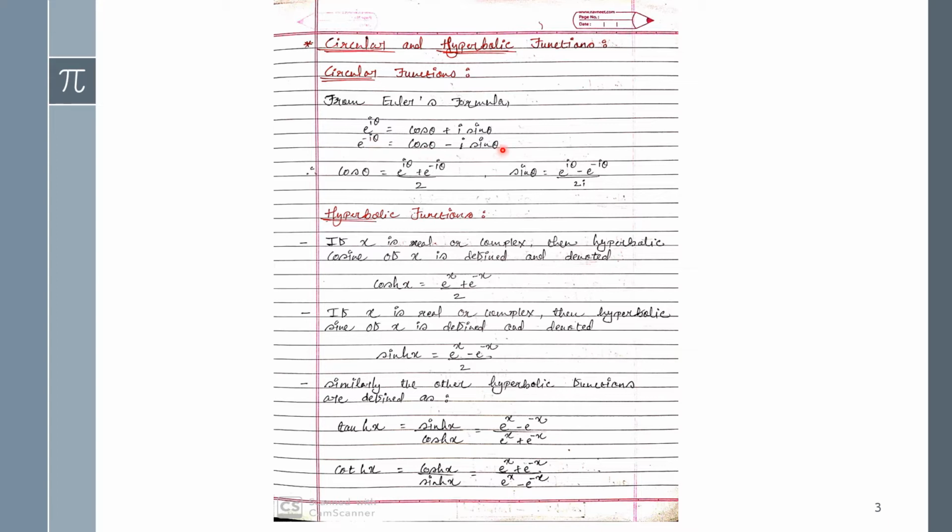Now taking the addition of these both functions, you can get the cos function, as well as sin theta by subtracting the both components. So cos theta equals e raised to i theta plus e raised to minus i theta upon 2, and sin theta will be e raised to i theta minus e raised to minus i theta upon 2i.